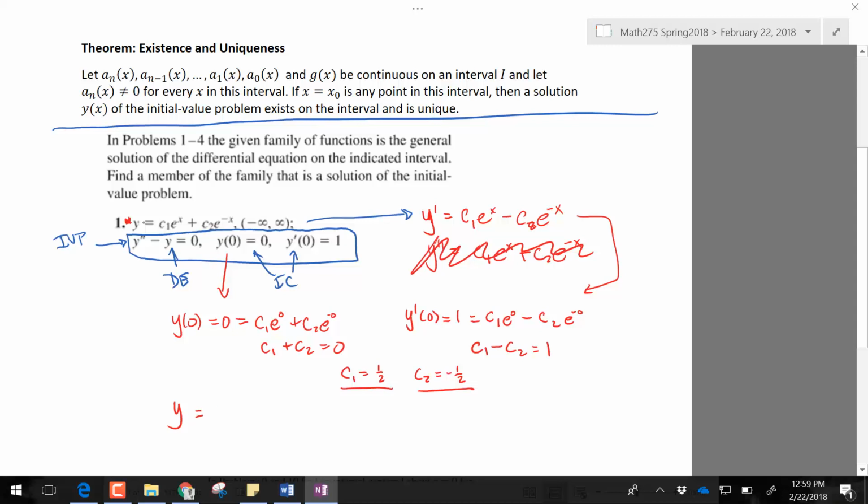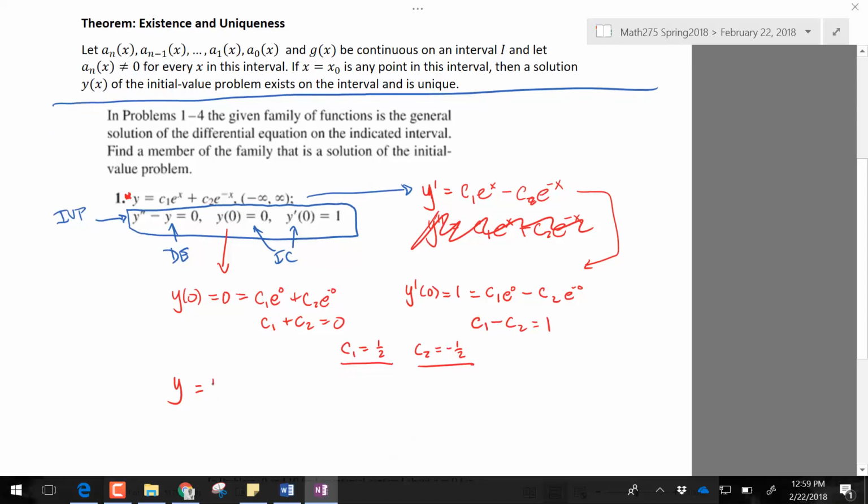So your one unique solution that exists is going to be 1/2 e to the x minus 1/2 e to the negative x. And that does exist for all real numbers, so we're all good.